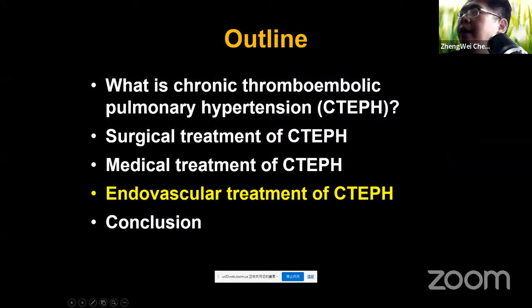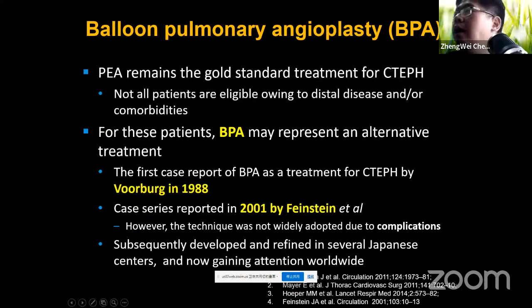So let's move on to the last section. How about the endovascular treatment of CTEPH? Although PEA remains the gold standard, there are some unmet needs for inoperable patients. BPA, so-called balloon pulmonary angioplasty, is the alternative treatment.